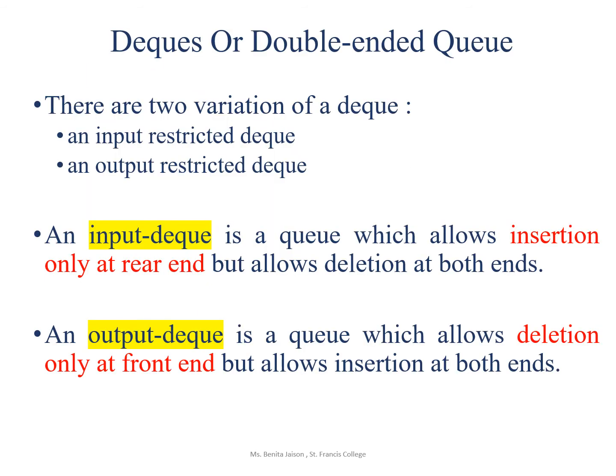Deck or a double-ended queue has two variations: an input restricted deck in which insertion is allowed only at one end, but deletion is allowed at both the end of the list. An output restricted deck in which deletion is allowed only at one end, while insertion is allowed at both the ends.